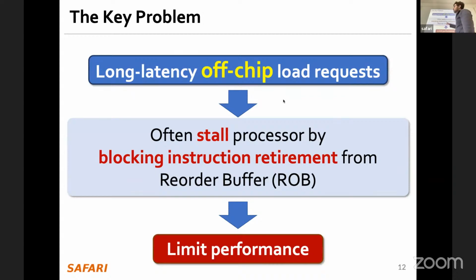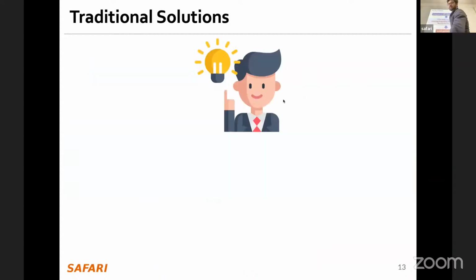This creates the performance limitation. In the last 30-40 years, we have invested a lot of research to reduce the latency of those memory instructions. The more latency you can reduce, the faster you can process the instruction, the faster you can let the instruction commit, and hence the better the performance.